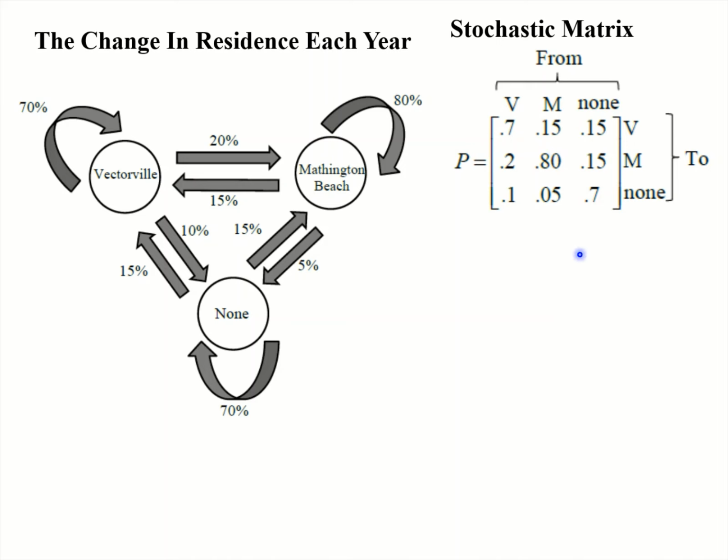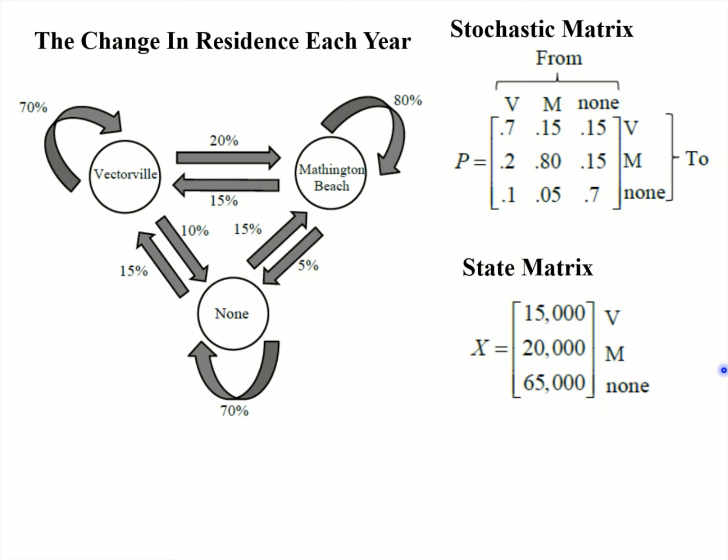So let's look at something else. There's our stochastic matrix, or you could call it a probability matrix. Here's our state matrix. The state matrix tells us what is happening right now. So 15,000 people live in Vectorville, 20,000 people live in Mathington Beach, and 65,000 people live in other parts of the county. So here is the beautiful part.